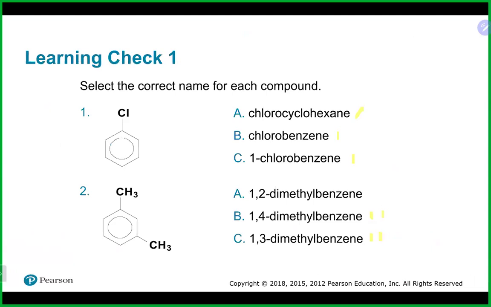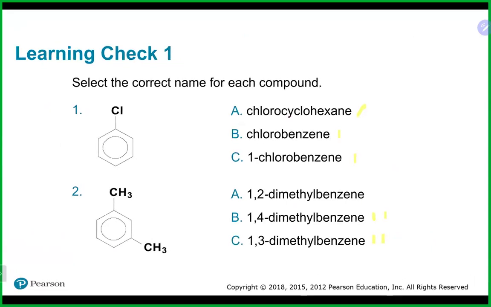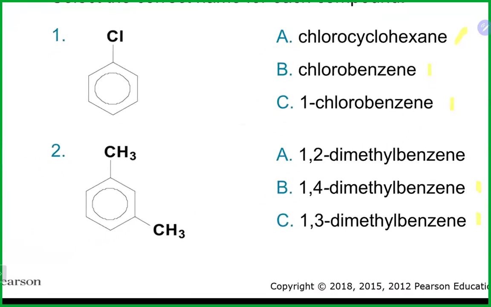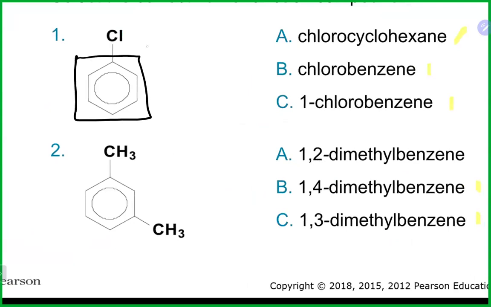All right, so let's take a look at each of these here. We want to select the correct name. So if we take a look at the first one, that again is a benzene ring.